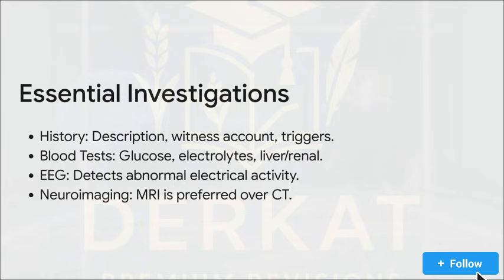So this chronological history is basically step one of your diagnostic investigations. Blood tests help rule out those metabolic causes we talked about, but your two most crucial tools are the EEG and MRI. The crucial point here is that the EEG, or electroencephalogram, is your primary tool to detect that abnormal electrical epileptiform activity. However, when you're looking for structural abnormalities, like a tumor or a previous stroke, an MRI is always preferred over a CT scan.